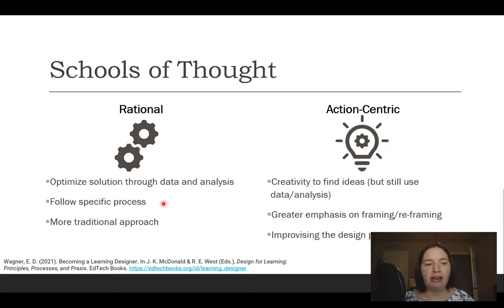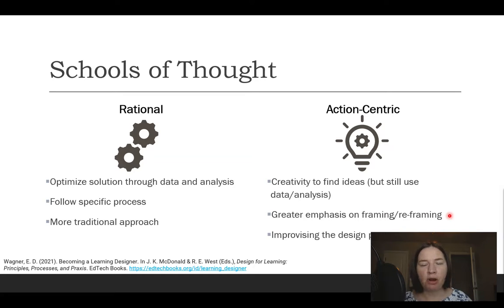It takes a very specific process approach to instructional design, and that's really how a lot of traditional instructional design work got started, partly because they were working primarily for the military early on, and that was a common perspective to take. Recently, there's been more of an emphasis on this action-centric, and this is more like the common design thinking you might be hearing around. It's kind of the design thinking way of coming into instructional design, where we're focusing more on using creativity to find new ideas. We're still going to use data and analysis, but it's a more free-form way of designing.